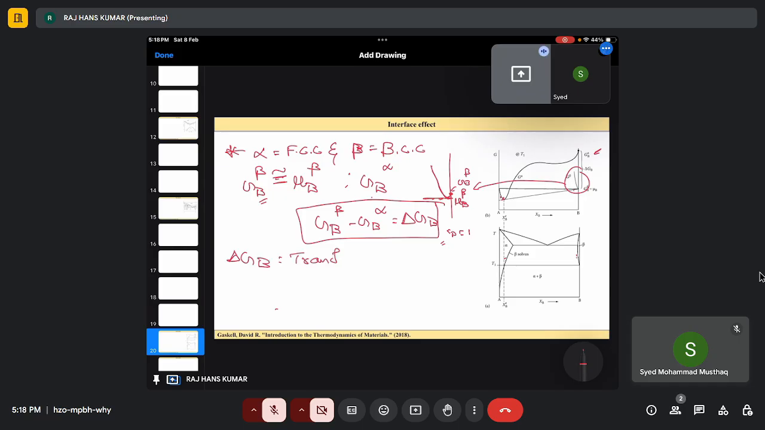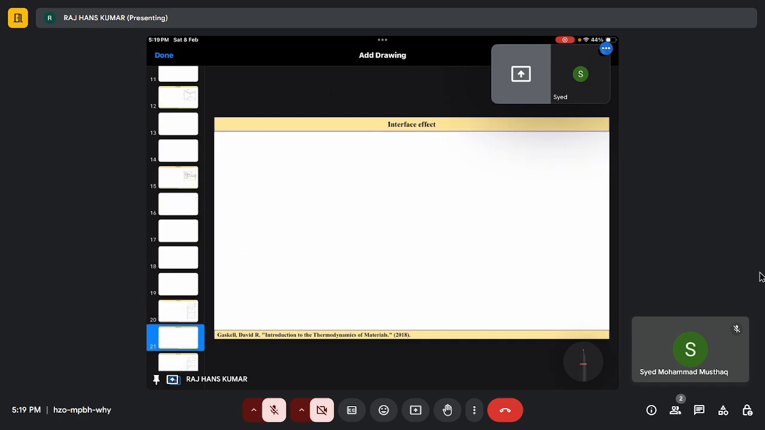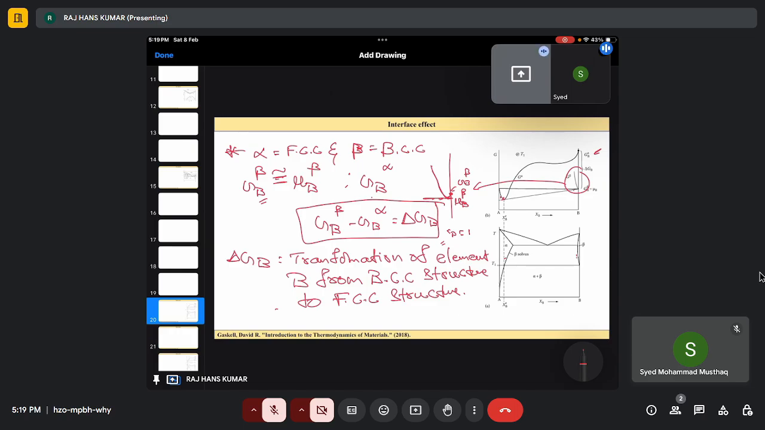Transformation of element B from BCC structure to FCC structure. Now, this is my delta GB, the transformation of the element B from BCC structure to FCC structure. Okay, so far so good.